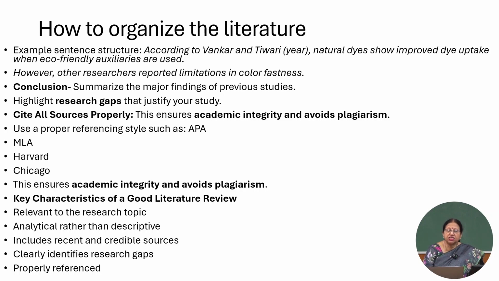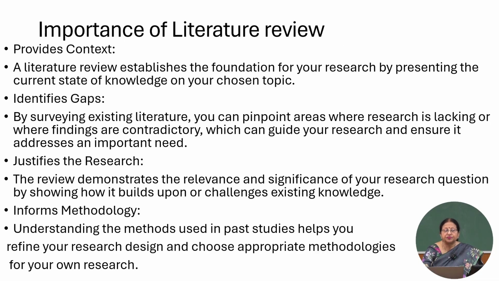Use a proper referencing style, either APA style, MLA style, Harvard style, or Chicago style. Then only one style has to be adopted in one paper. You can't have different styles in the same paper. This ensures academic integrity. The key characteristics of a good literature review are: relevant to the research topic, analytical rather than descriptive, includes recent and credible sources, clearly identifies research gaps, and is properly referenced.